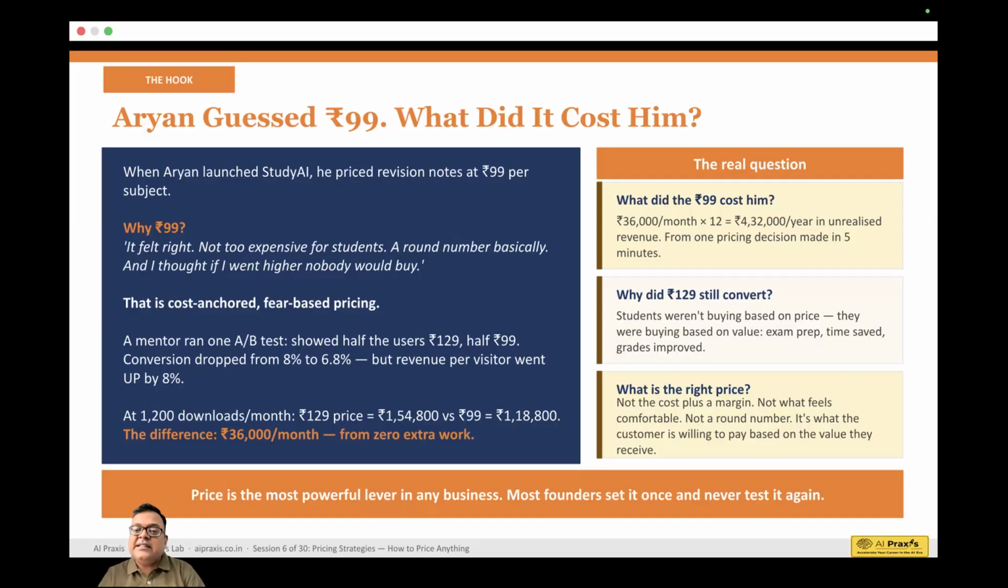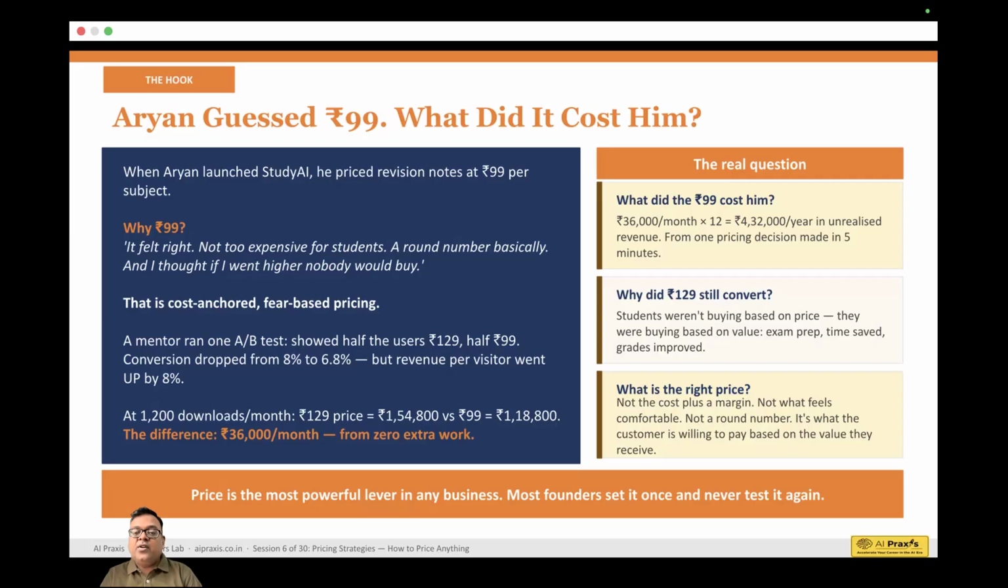Why did 129 still convert? So students weren't buying based on price. That's the question. They were buying based on the value that he provided. Maybe exam preparation, it would have saved a lot of time. Grades got improved. So why not pay 129? It is still cheaper.